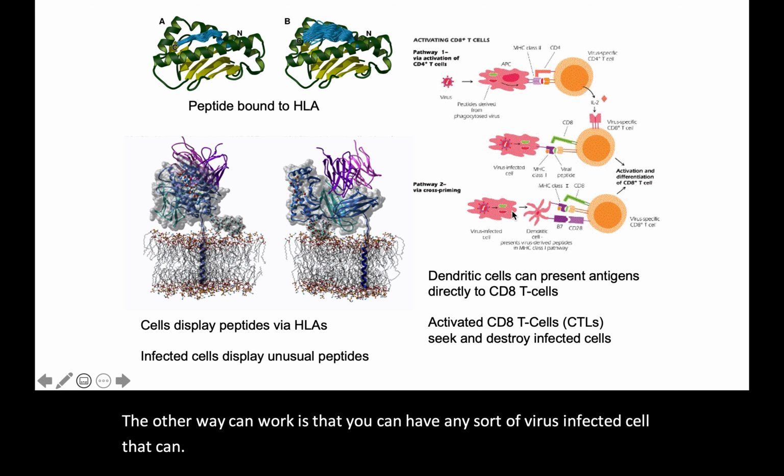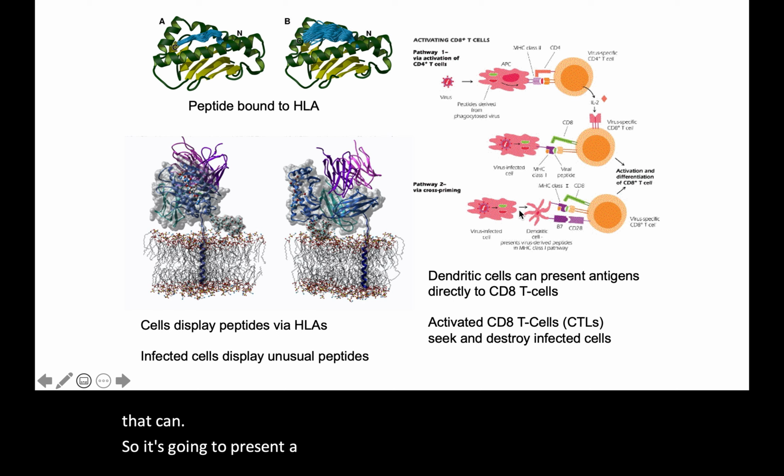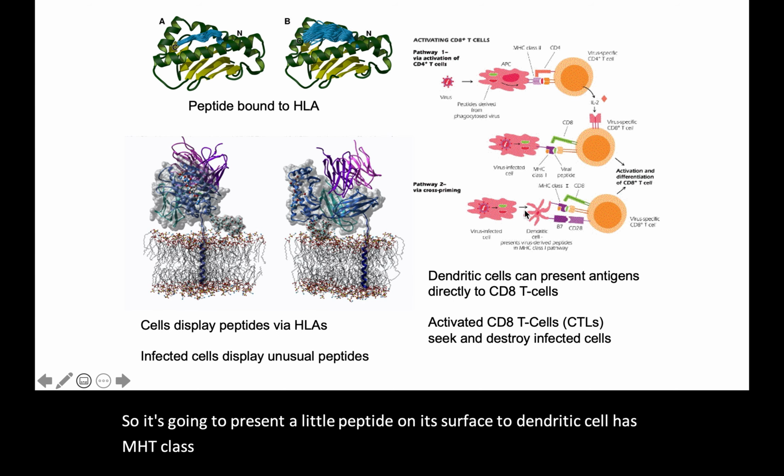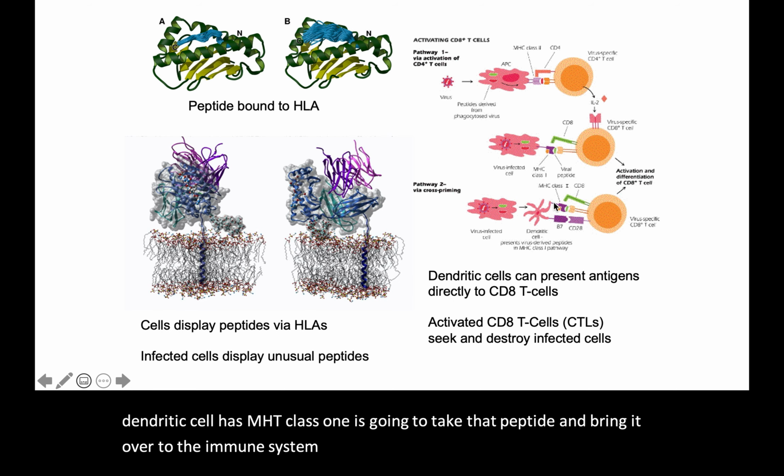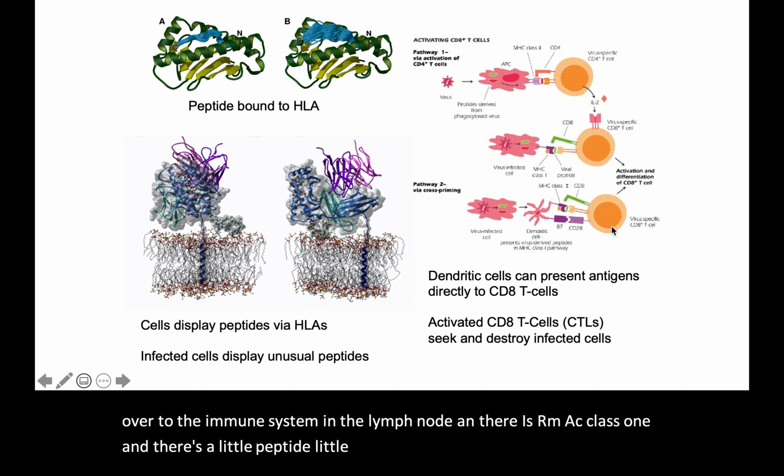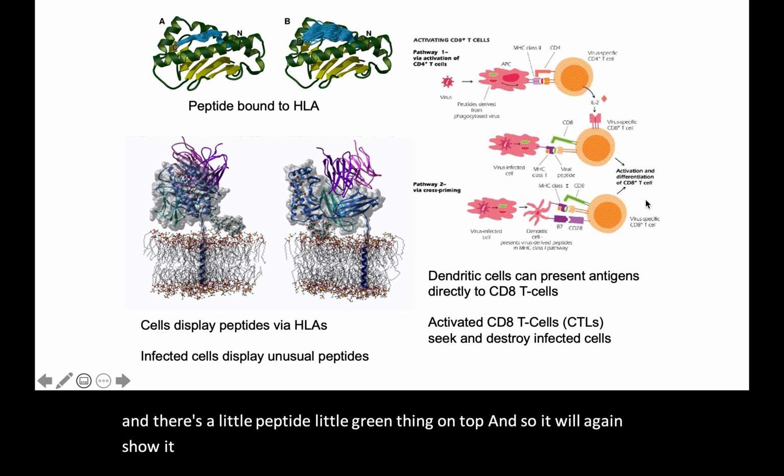The other way it can work is that you can have any sort of virus-infected cell that is going to present a little peptide on its surface to a dendritic cell. The dendritic cell has MHC class 1, is going to take that peptide and bring it over to the immune system in a lymph node. And there is our MHC class 1, and there's our little peptide, the little green thing on top. And so it'll again show it directly to a CD8 killer T cell.